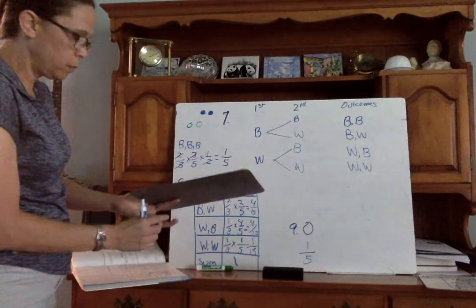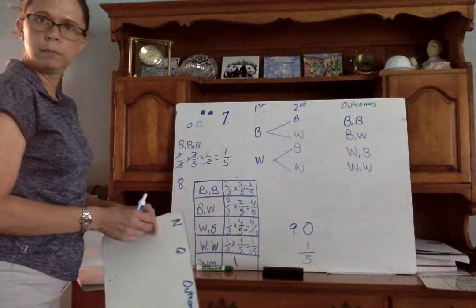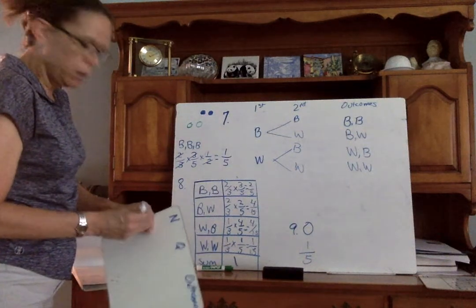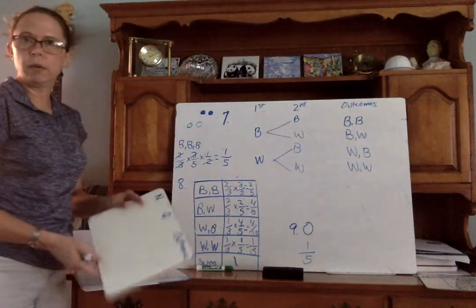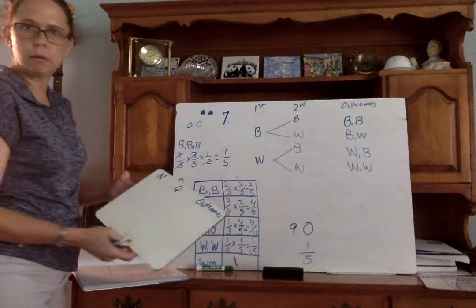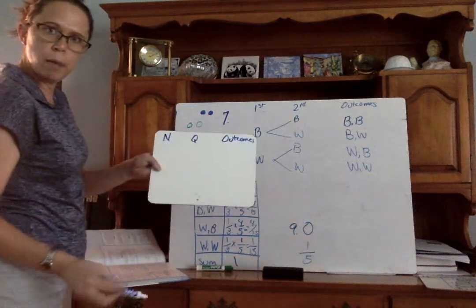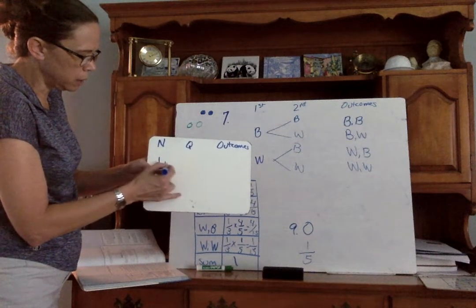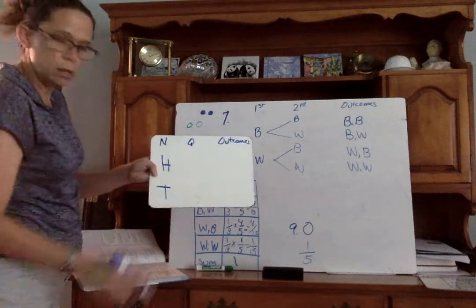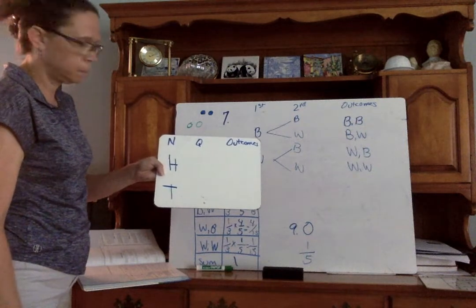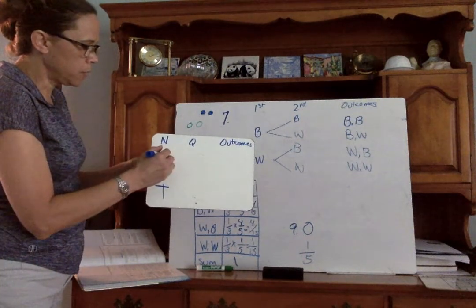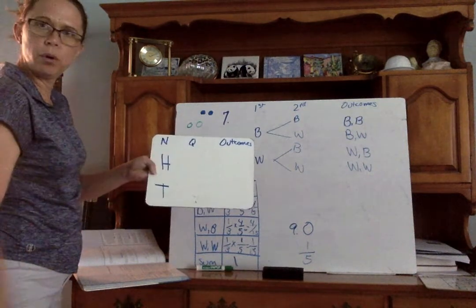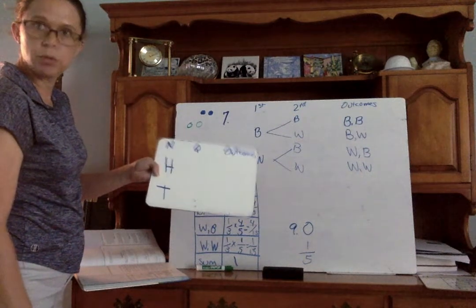Okay, so when I think about flipping coins, I know that when I flip a coin, it will either land heads or it will land tails. So when I think about my nickel, the possible outcomes I could have, it could land on heads or it could land on tails. So if that's the result I get for my nickel, when I go to flip my quarter, what could I get? Heads or tails.